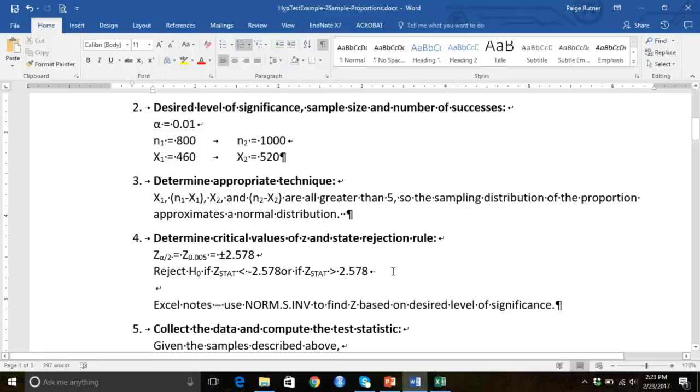I didn't state them here, but we could also state our rejection rule in terms of the p-value, and that would be that we would reject the null hypothesis if our p-value is less than alpha, or in terms of the confidence interval, and in that case we would reject the null hypothesis if the hypothesized difference between population proportions falls outside of the confidence interval that we determine. Now before we get too deep into our computations, let's go to our spreadsheet and verify those critical values of z and see where they came from.